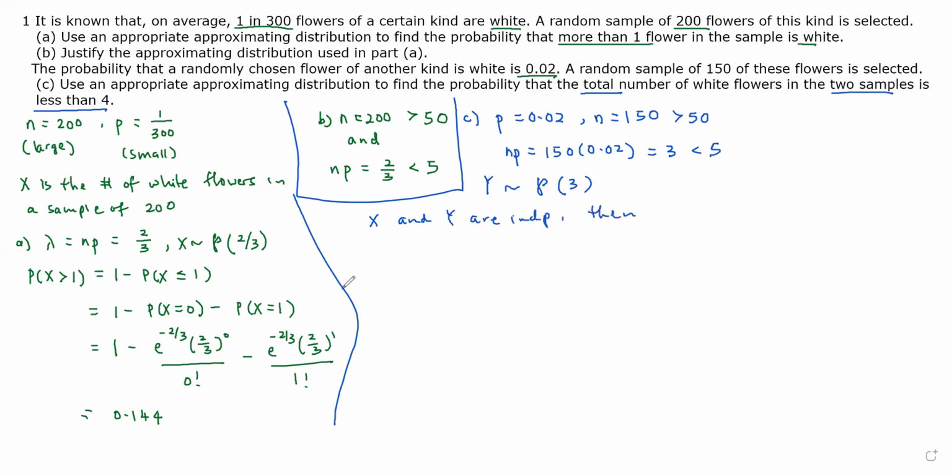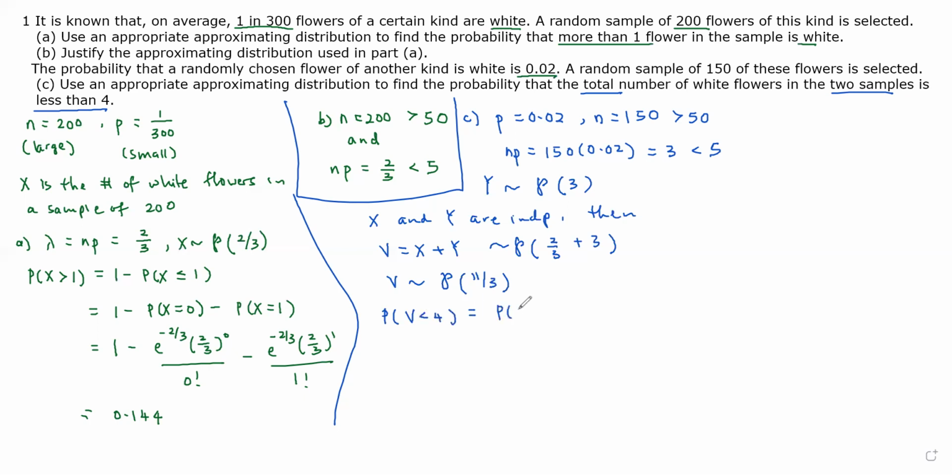Then we can let V be the sum of X and Y. And V follows a Poisson distribution. The parameter would be 2/3 plus 3 here. So we say that V follows a Poisson distribution with parameter lambda 11/3. This V gives us the total number of white flowers in the two samples. And we need to find the probability that V is less than 4.